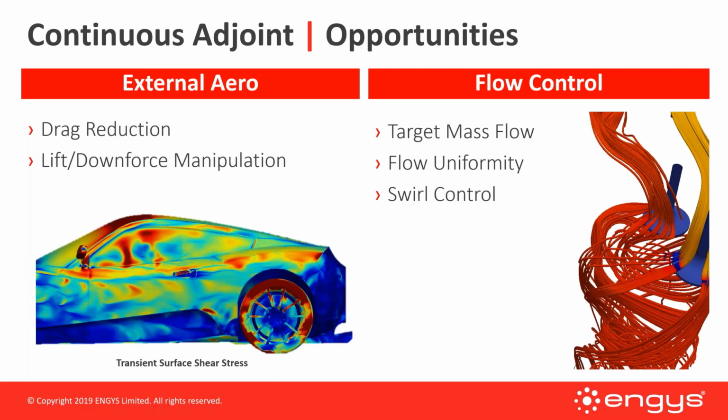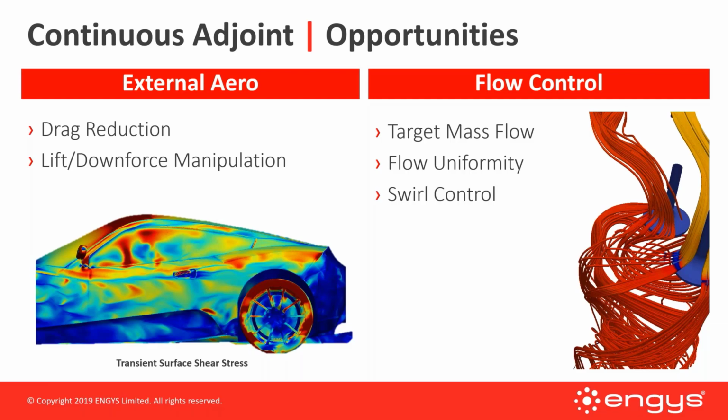First off, continuous adjoint. Where are the opportunities? You know, it's a great technology, but a lot of people will ask, okay, great, where can we use this? And just some examples: external aero, we could do shape optimization for drag reduction or lift and downforce manipulation if you're in motorsport. Another area of usage is flow control.